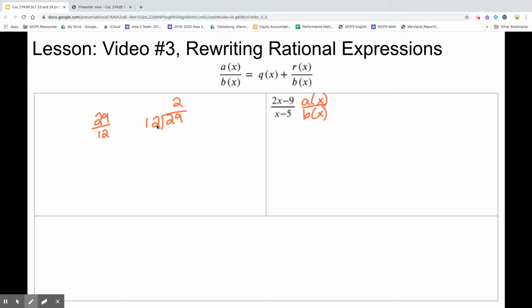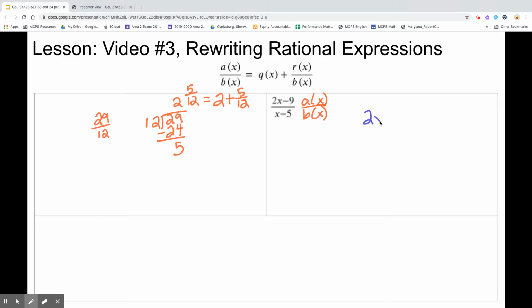And 2 times 12 gives me 24. I subtract these and it tells me that 5 of them will not be in a group. So then I would write 2 and 5 twelfths as my answer. I could also write this as 2 plus 5 twelfths. So I'm going to use that information and that process to help me do this one.